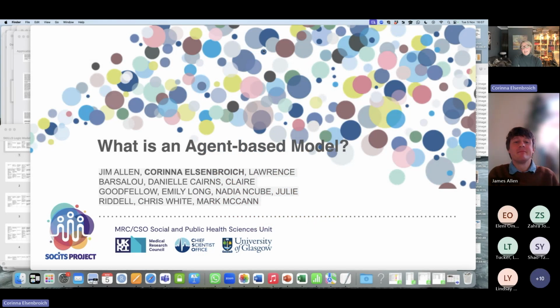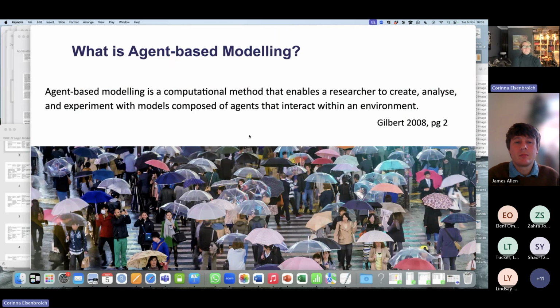Okay, so I'm just going to give a really tiny introduction into what an agent-based model is, what agent-based modeling is about in the first place. Very much tailored, not going through all possible ways agent-based modeling can be used, but very much focused on what Jim is going to pick up later in terms of agent-based modeling for schools research and within the SOCITS team. So, what is agent-based modeling?